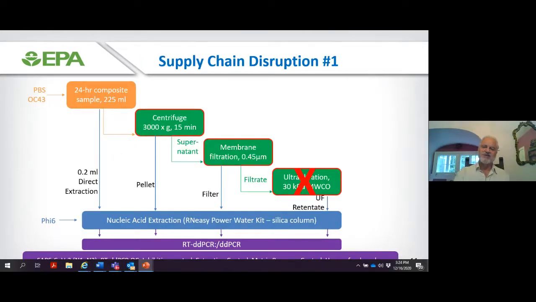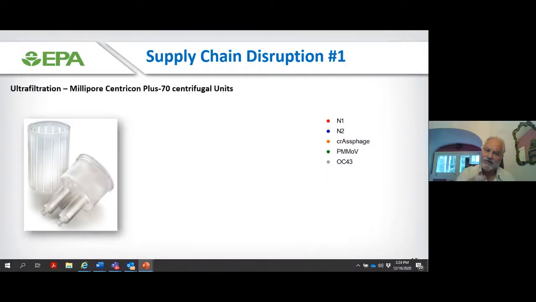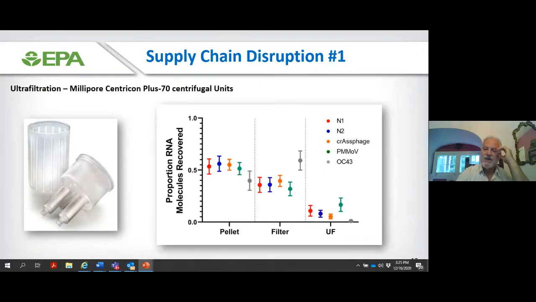I talked about supply chain, so let's talk a little bit about that briefly. A couple examples of supply chain problems. One is the ultrafiltration step. We were looking at all these fractions originally, but now we've eliminated the ultrafilter fraction because the ultrafiltration unit that we use, these Millipore centrifugal units, basically small units that allow us to do this, became unavailable due to supply chain constraints.